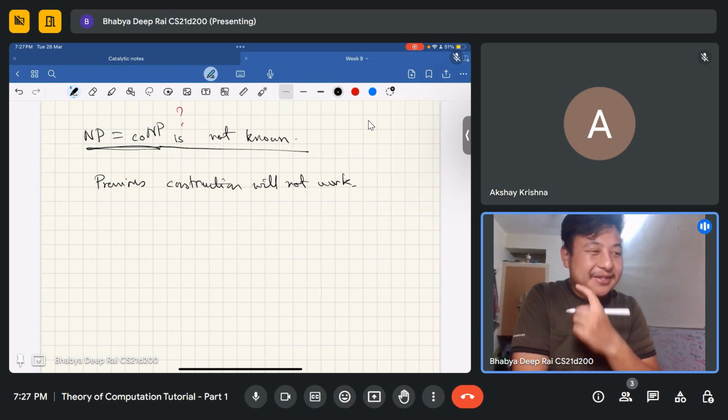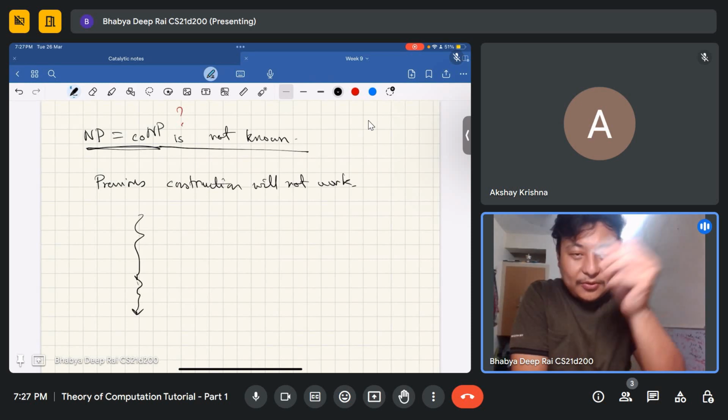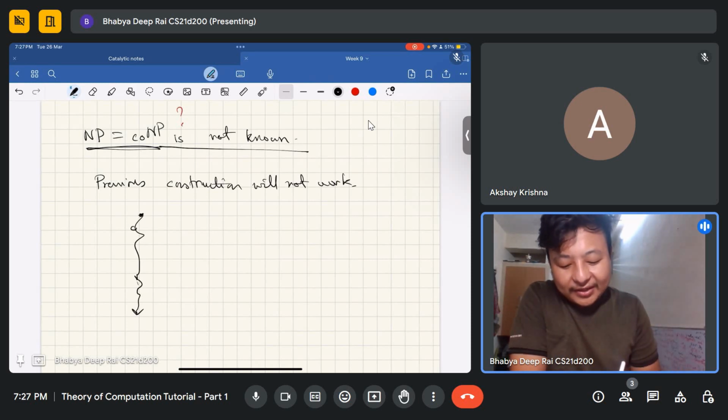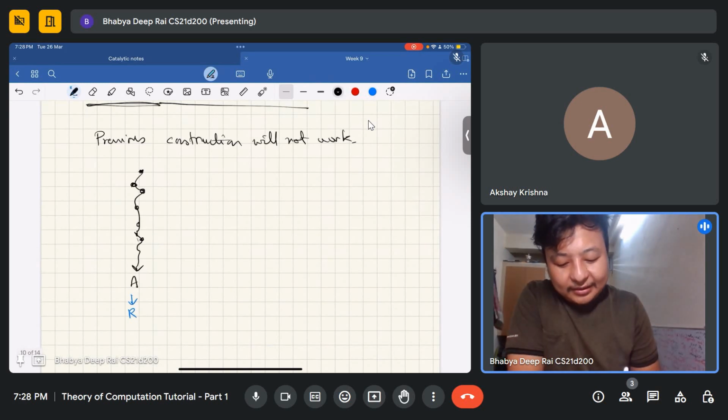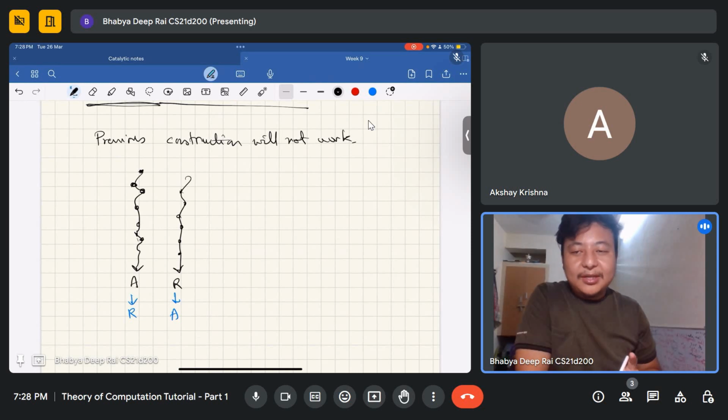Why it will not work is also, see, what we were doing in the previous case was that our machine was deterministic. So if you make a computation path for it, from this configuration it is going to this configuration, and so on. It is deterministic. We can always predict, right? And if it accepts, we make it into reject, and if it rejects, we make it into accept. This is how it was working. So this is the computation path.